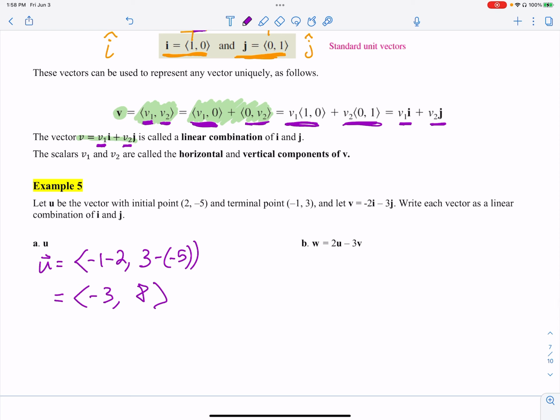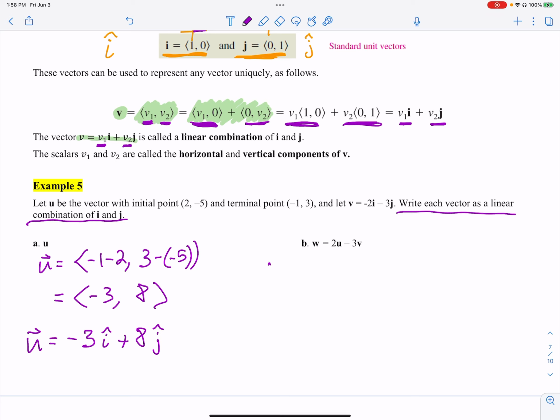Okay, it says write each vector as a linear combination of i and j. So u is equal to -3i plus 8j. That's it. That's all they want. It's just another way to write it. It's going to allow us a little later to do more algebra and calculus on these type of things. So both notations are important. We need to know both.